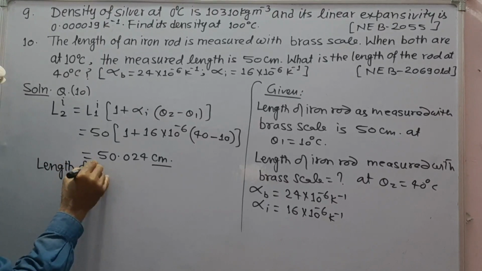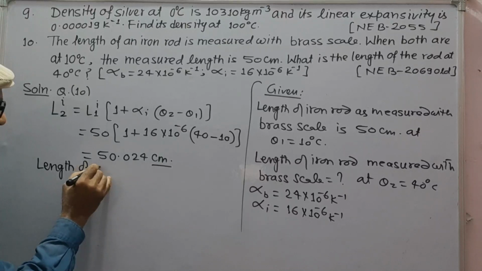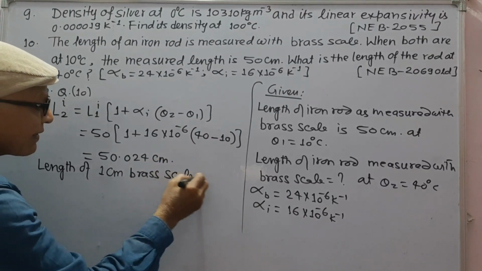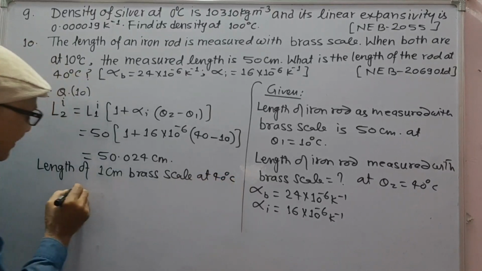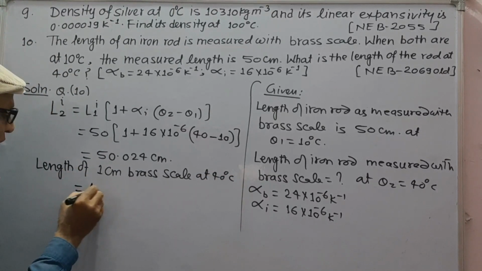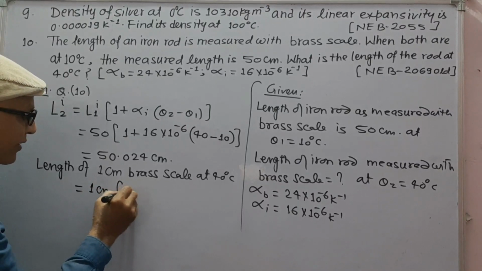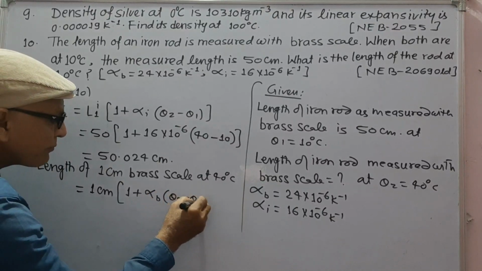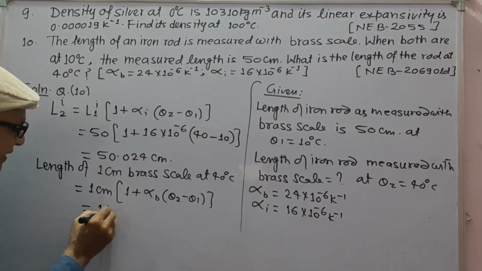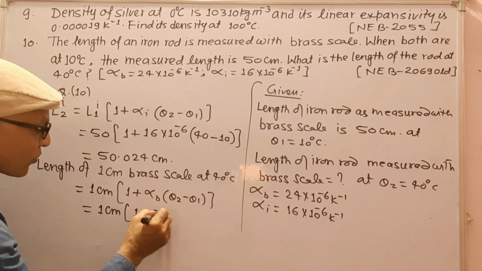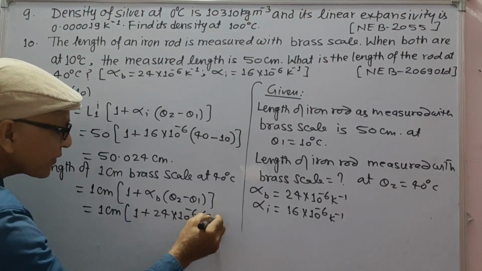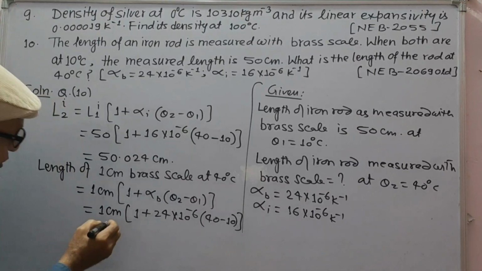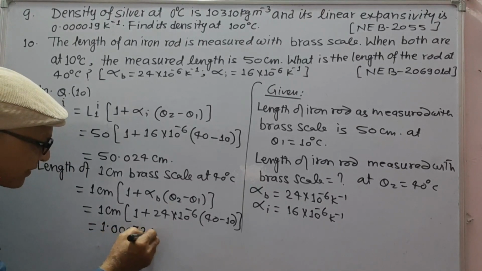Now, length of 1 cm brass scale at 40 degrees Celsius will be equal to 1 cm into 1 plus alpha of brass into theta 2 minus theta 1, which is 1 cm into 1 plus 24 into 10 to minus 6 into 40 minus 10, which gives 1.00072 cm.